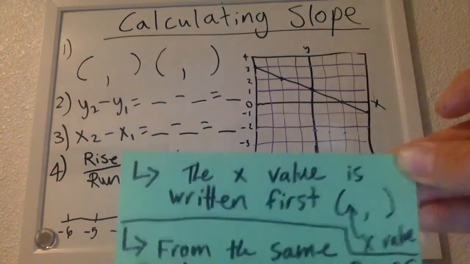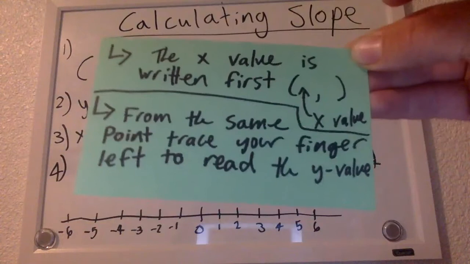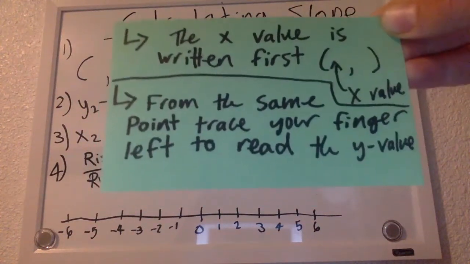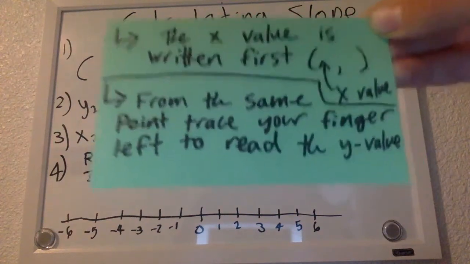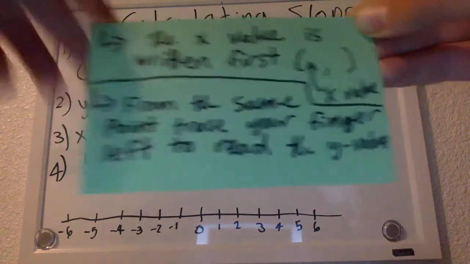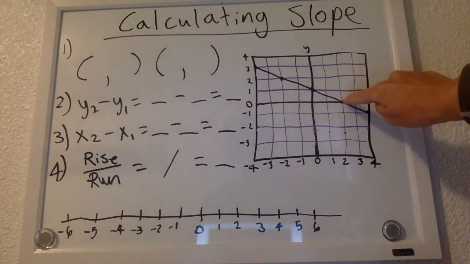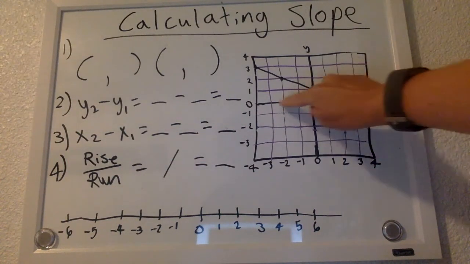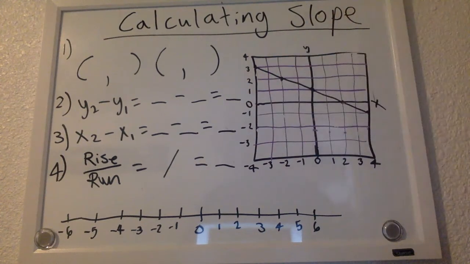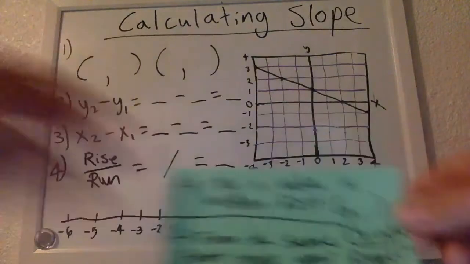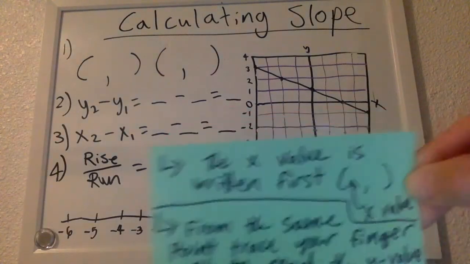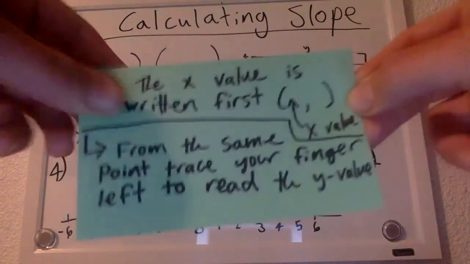All right. Then the next thing that you have to do is you have to read the y value. So from the same point, and that's very important that you are staying on the same point, you trace your finger to the left to read the y value. So if I'm on the same point, I just want to trace my finger to the left until I get to the numbers, and then I can read what the y value is. So that's how you pick a point. Make sure that you're reading the x and the y value from the same point.